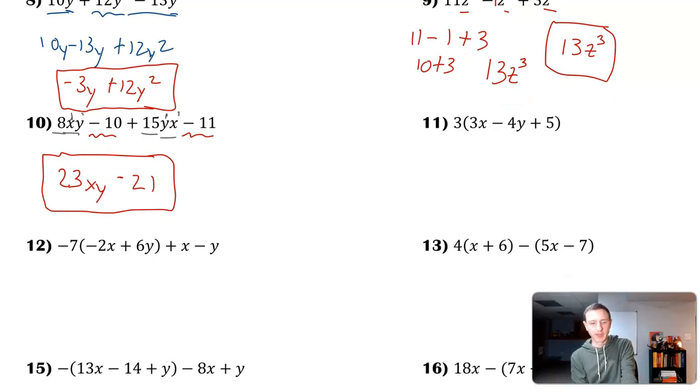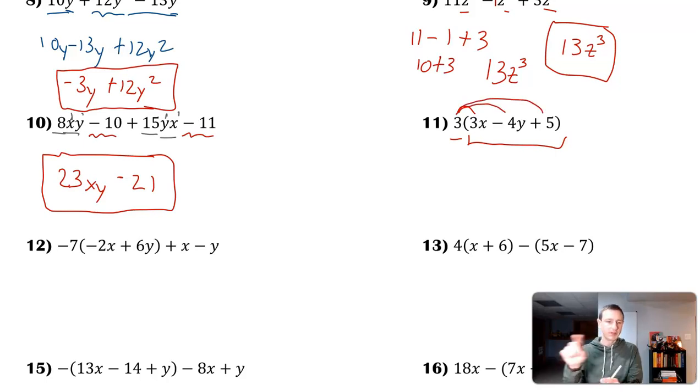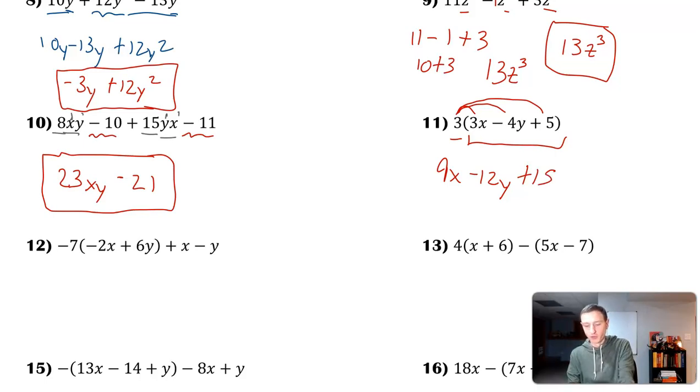Then number 11, we have the distributive property here because we have 3 times all of this. So I'm going to do 3 times 3x, 3 times negative 4y, 3 times 5. I'm distributing the 3 into the entire parentheses there. So 3 times 3x is 9x. 3 times negative 4 is negative 12y. 3 times 5 is 15. So after we multiply all that out, do we have like terms? You go through all the terms. We have an x, we have a y, we have a term without a variable. So we don't have any like terms at all.